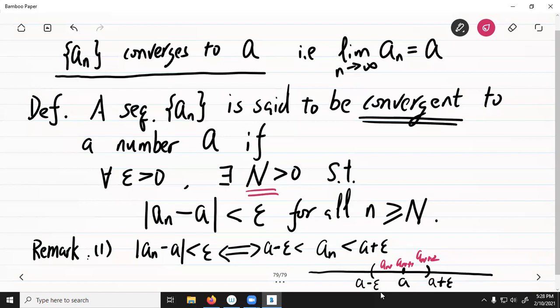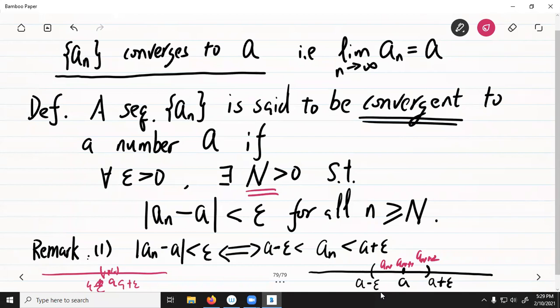So that means a_n is convergent to A. The sequence is convergent to A. In other words, if you have A, this is A, this is A minus epsilon, this is A plus epsilon. So we say a sequence is convergent to A, which means when n is large enough, how large is large enough? We can find this capital N, right? If n is greater than or equal to this capital N, then all the terms of the sequence will be in this interval.